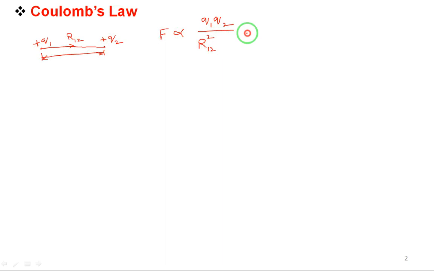So this is the formula. Then, in order to remove the proportionality, F is equal to q1 q2 by r12 square, and I will introduce the proportionality constant k, where k is equal to 1 by 4 pi epsilon naught. I'll tell you what this is. And these two positive charges are placed in free space or vacuum.